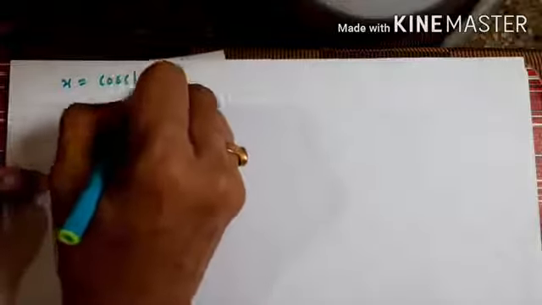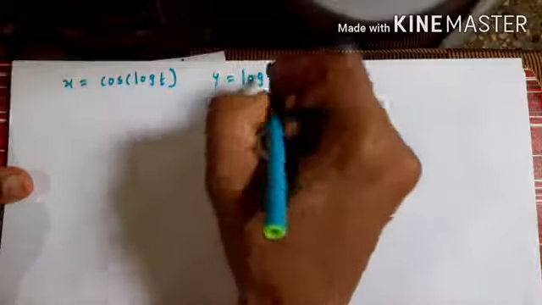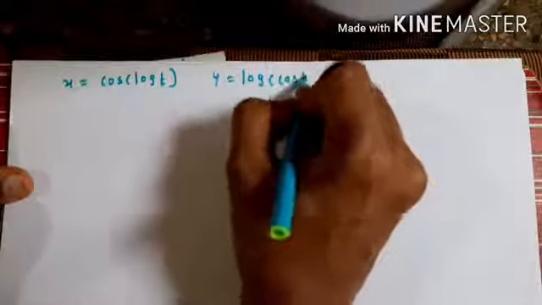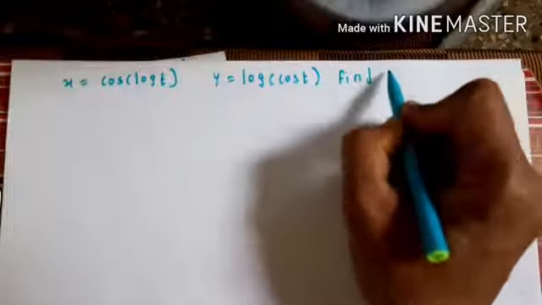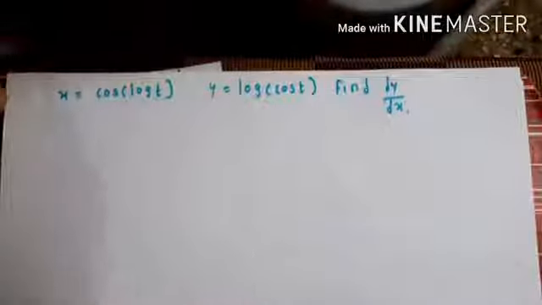Okay, now the next one. If x equals cos of log of t, and y equals log of cos of t, find dy by dx.